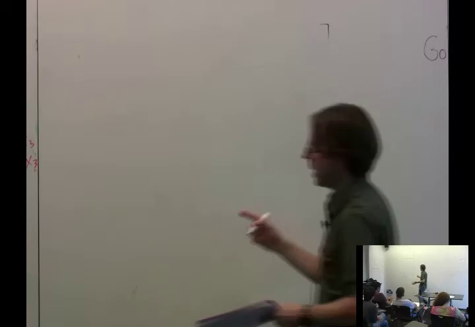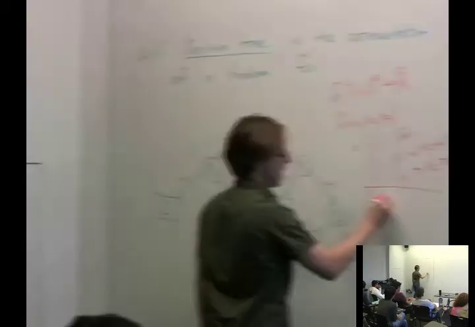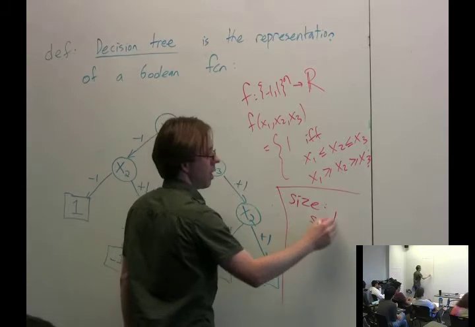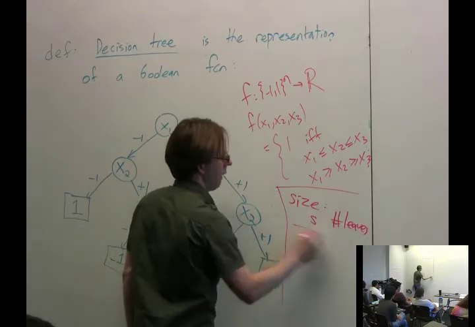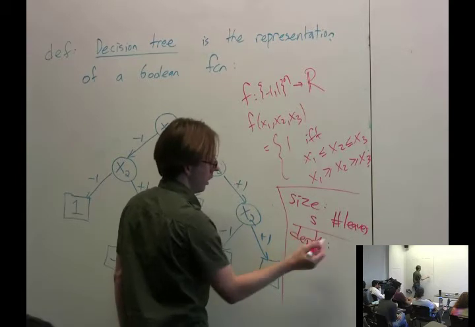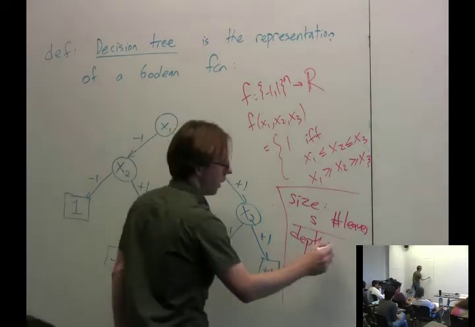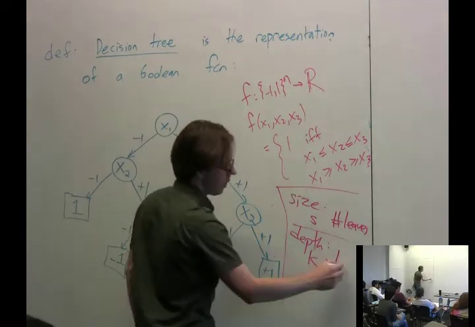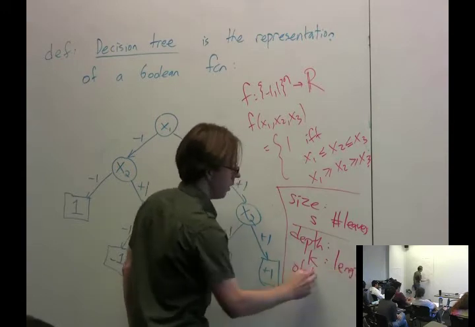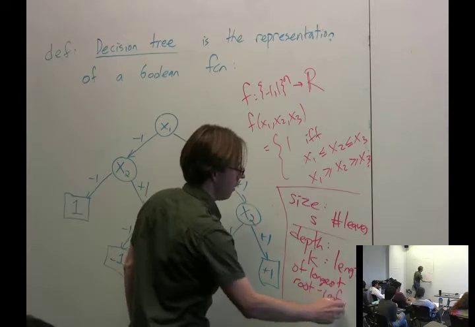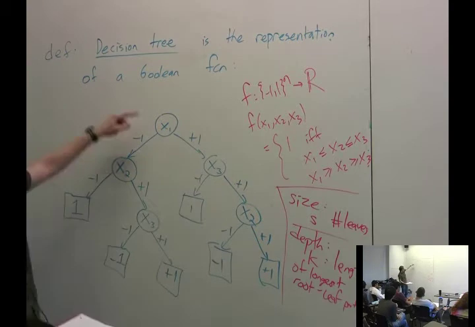So actually, let me mention 2 more definitions here related to decision trees. The size of a decision tree, usually written S, is the number of leaves. And the depth, more often I'll write K instead of D, is the length of the longest root to leaf path. OK, so the depth of this guy is 3, and the size is 6.